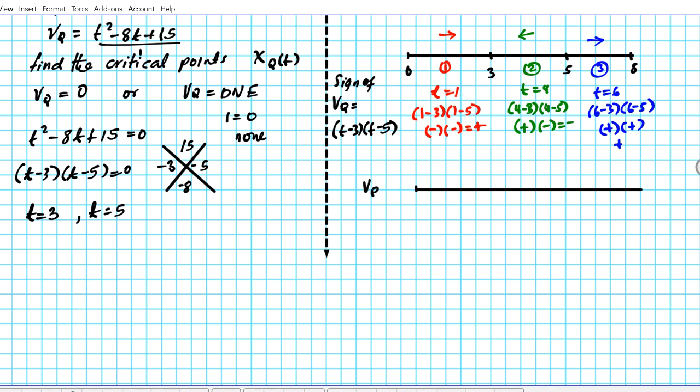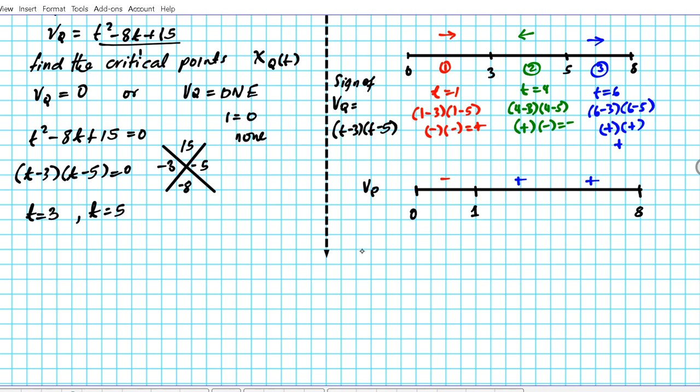So for V of P, going from 0, we had a critical value at 1, we did that in the previous problem, to 8. So remember what we did. It was negative on this interval, and then on the other interval it was all positive. So negative, positive. That's for V of P.